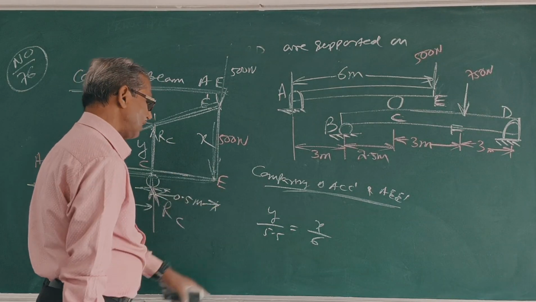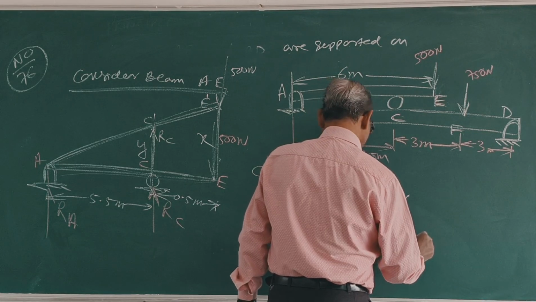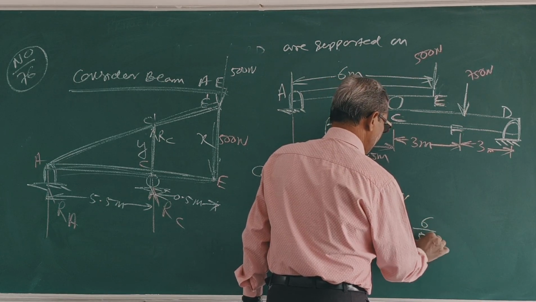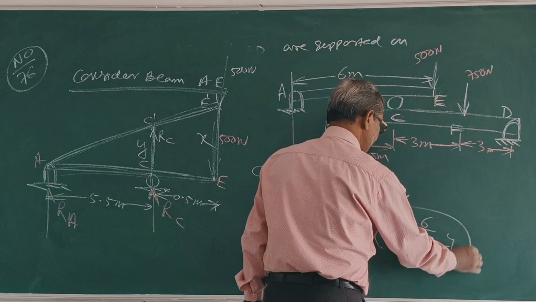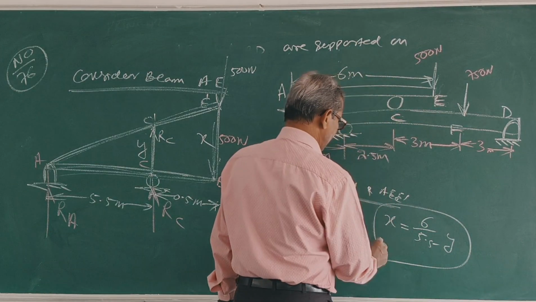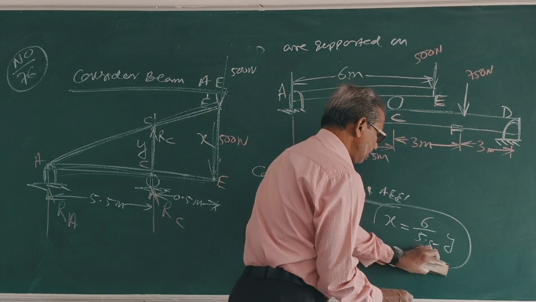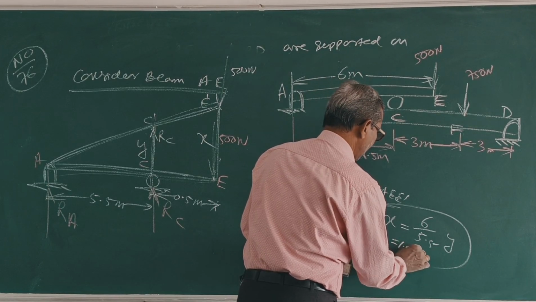What is x equal to? 6 by 5.5 y. So x is equal to 1.09 y.